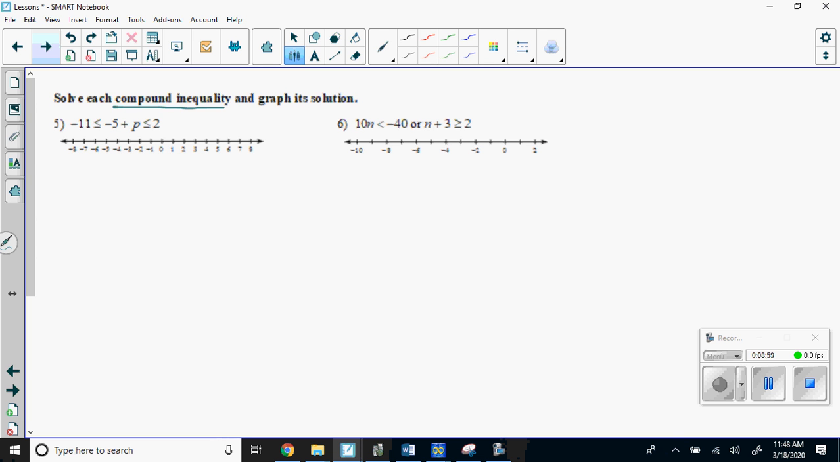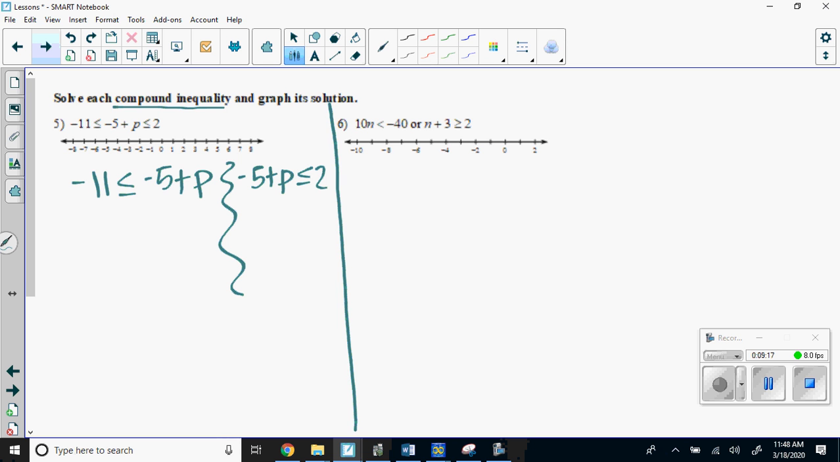Number 5 has 2 inequality signs. So I'm going to split this into 2 problems. Negative 11 is less than or equal to negative 5 plus p. Negative 5 plus p is less than or equal to 2. So I've split it into these 2 problems because that's what it is. It's saying this is greater than negative 11 and it's less than 2. So I want to do both of those things for this compound inequality.